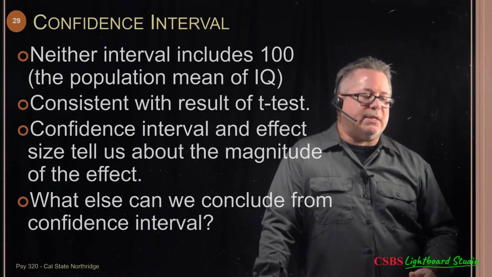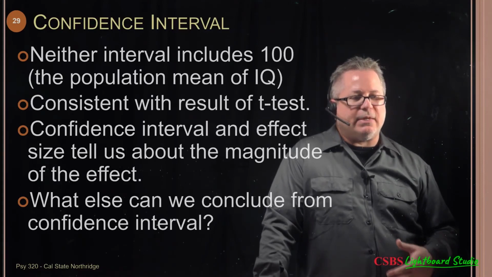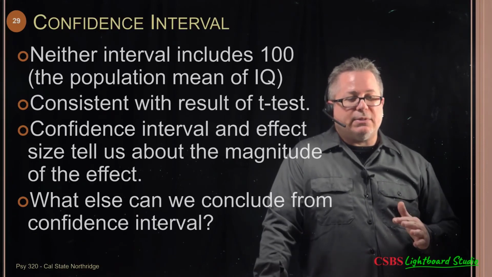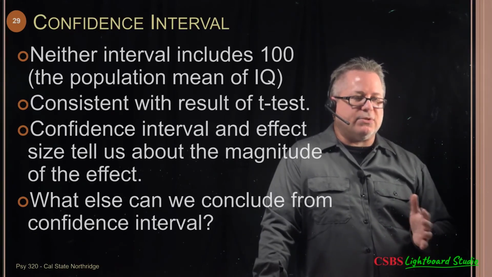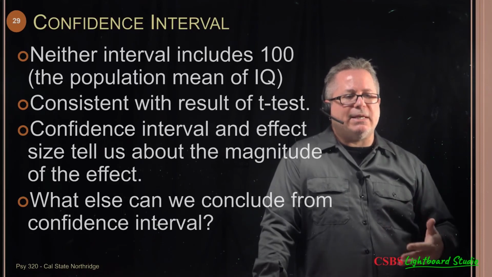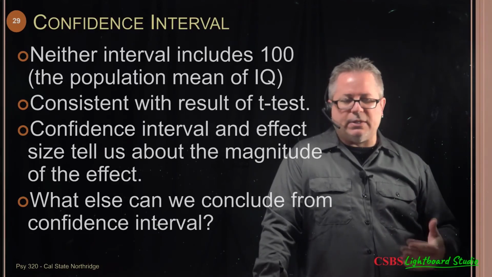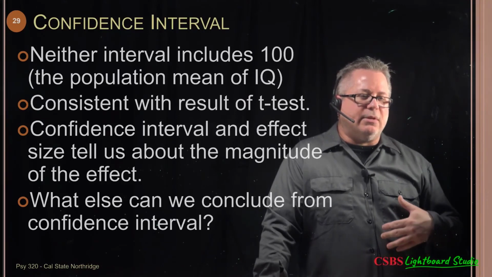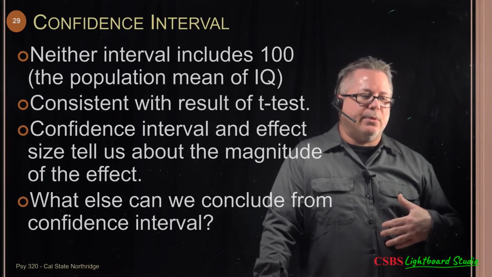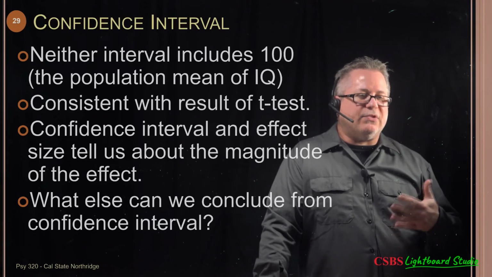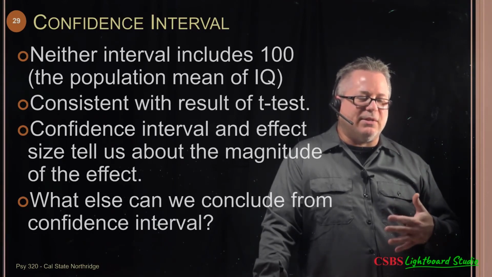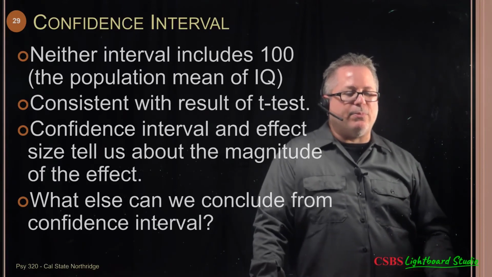Confidence interval and effect size tell us about the magnitude of the effect. It tells us a little bit more information besides whether or not it's just probable or not, because that's what significance testing does. The t-test tells us how likely, how probable is this sample given the population. This tells us a little bit more about the size. I'm trying to get really away from the word importance, but it gives you more the idea of the magnitude of the effect that's separate from the probability.